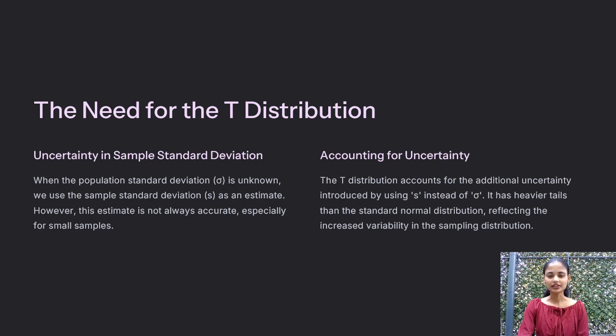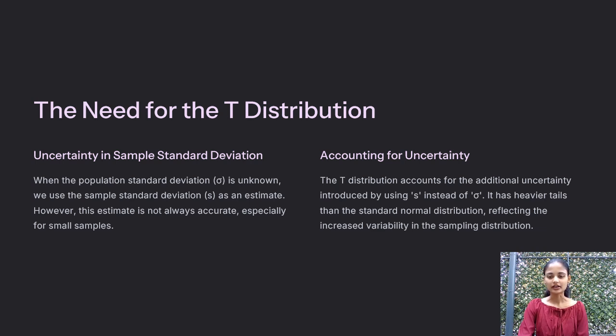The need for the t distribution. Uncertainty in sample standard deviation. Accounting for uncertainty. When the population standard deviation is unknown, we use the sample standard deviation S as an estimate. However, this estimate is not always accurate, especially for small samples.